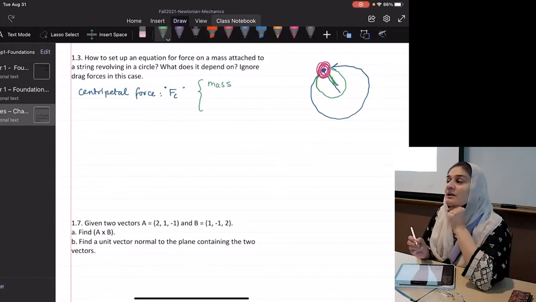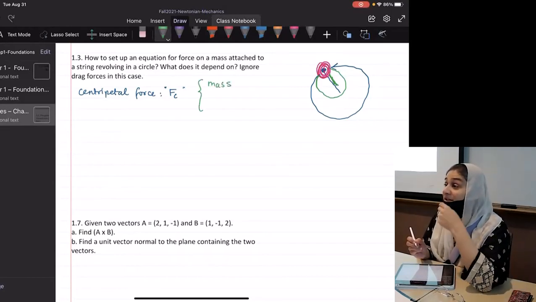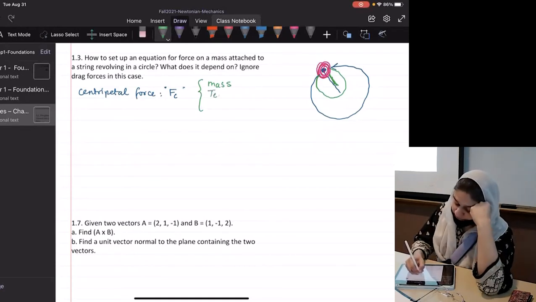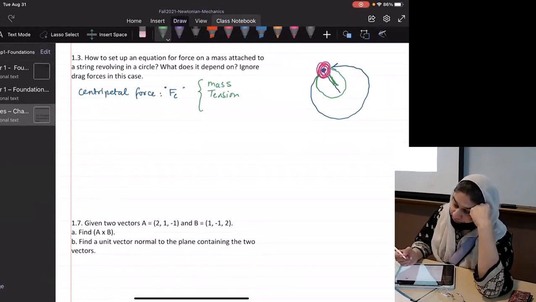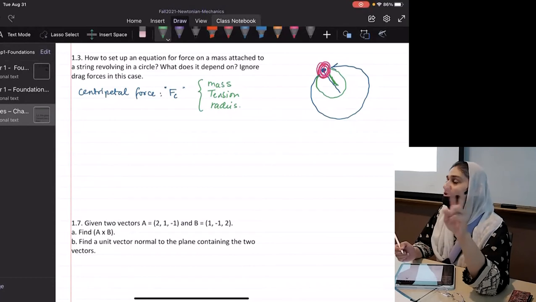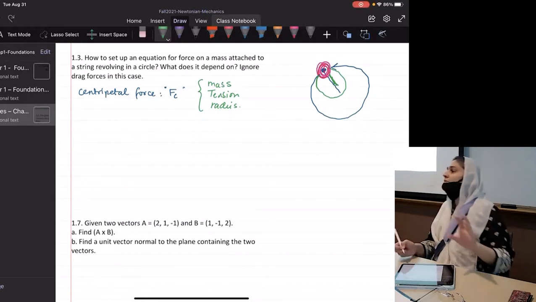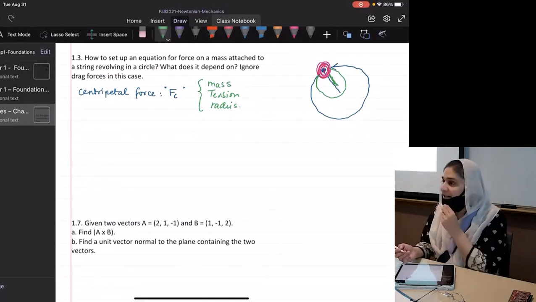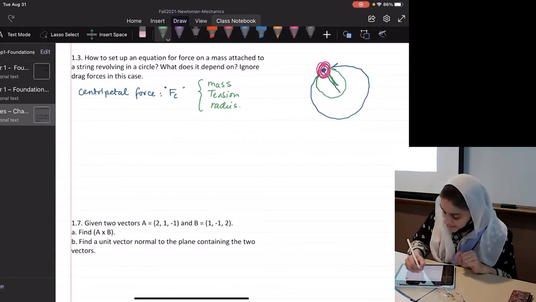What else does it depend on? Does it depend on radius? Yes, Amanda? The tension of the string, okay. What else does it depend on? Oh, the radius. What else? Does it depend on its speed? True. Can we just call it velocity? So let's just say it's just velocity. I'm just going to call it velocity.